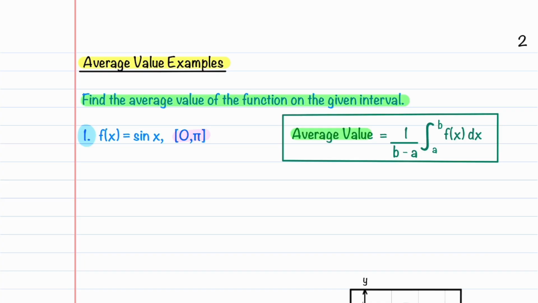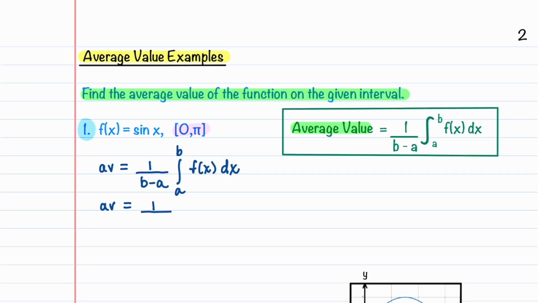We're going to start by writing down this formula. Our average value is 1 all divided by b minus a of the integral from a to b of f of x dx. I think the hardest part of doing these problems is just remembering that formula. Let's go ahead and put in what b and a are. b is pi and a is 0. So we have the integral from 0 to pi, and we substitute in that f of x is sine x.